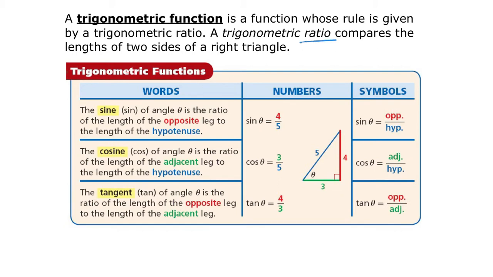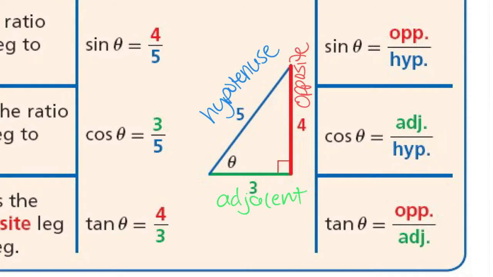And just remember that these are going to be ratios that compare the lengths of two sides of a right triangle. You have in this table the definition of sine, cosine, and tangent. Sine is opposite over hypotenuse. Cosine is adjacent over hypotenuse, and tangent is opposite over adjacent. And what we mean by those is we're referring to the lengths of the triangle.